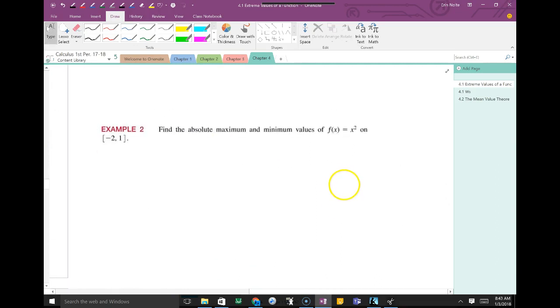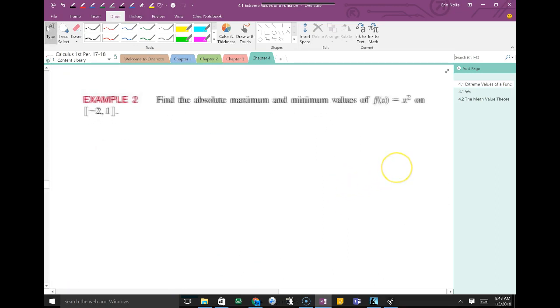All right, so here is our first example, although it says example number 2. Okay, so we're going to find the absolute, the very highest, the max, and the very smallest value of x squared on our interval between -2 and 1.